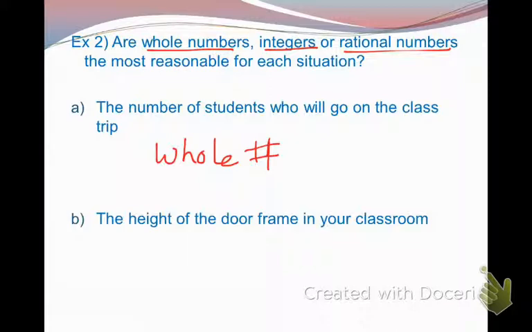The height of a door frame in your classroom. Well, it could be a whole number, but it also could be like 6.5 feet. So that would be a rational number. Our shoe size would be considered a rational number because some of you have little tiny feet, like 6s, and then you have really big feet, like 10.5. So that would be rationals.